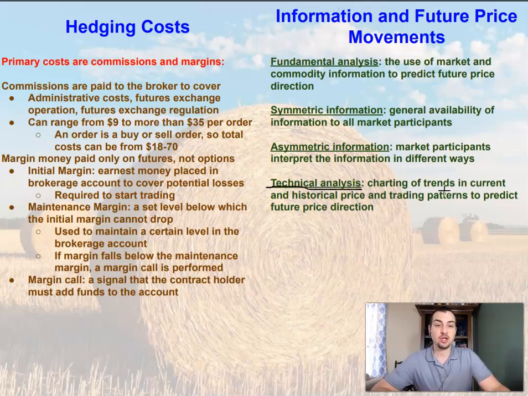Technical analysis is the charting of trends in current and historical prices and trading patterns to predict future price direction. Whereas fundamental analysis is not really using the market prices so much, but it is using market and commodity information. What is the supply that's currently out there? What's the quality of that supply? Usually those reports are coming out from the USDA or private companies, things of that nature. Whereas technical analysis is actually looking more at the historical and the current prices of that particular commodity.